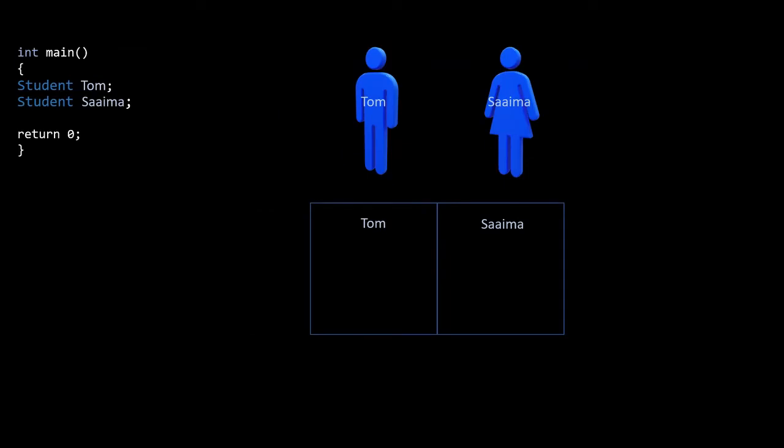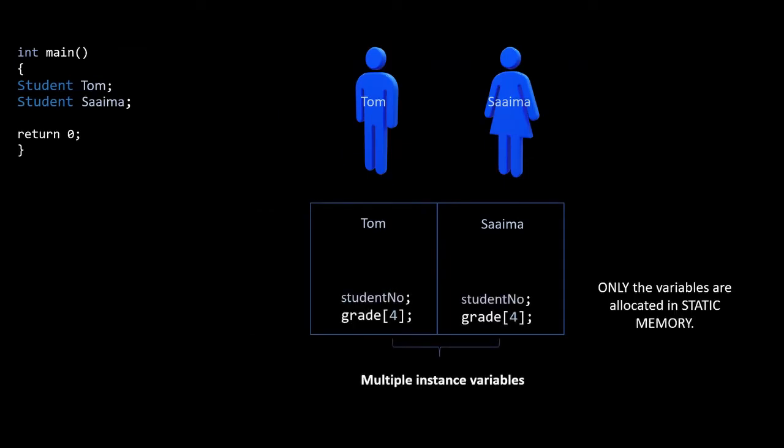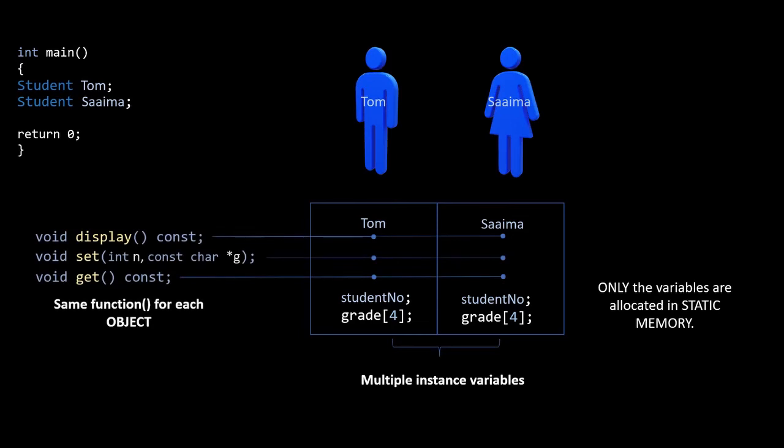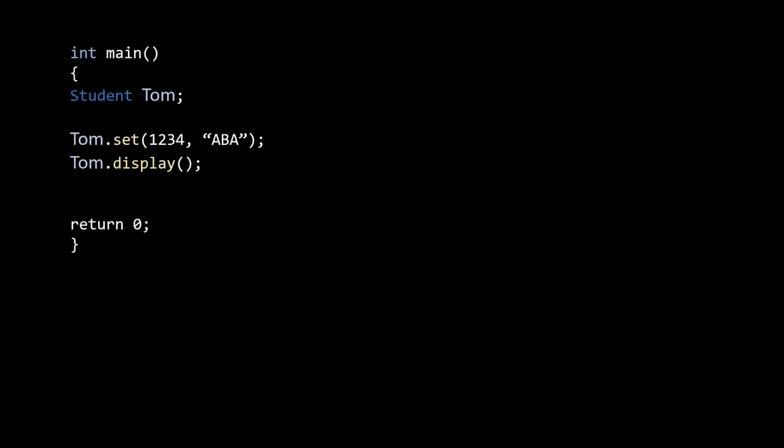Returning to Tom and SIMA, you should understand two very important things. Both objects have their own individual member variables. Only these variables are on the stack. However, both objects share the member functions. They do not get their own individual functions because the functions can be called as needed.